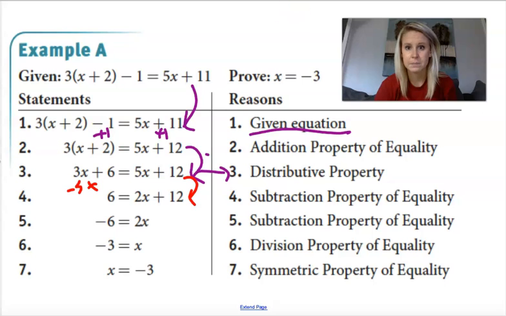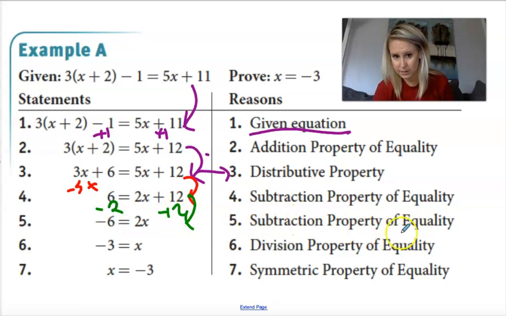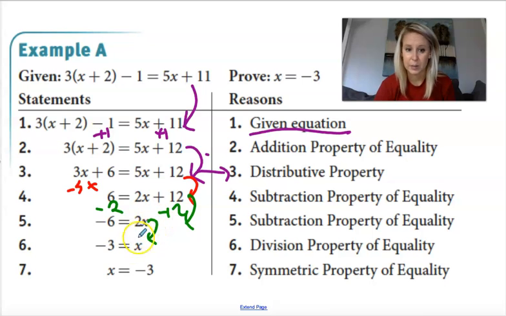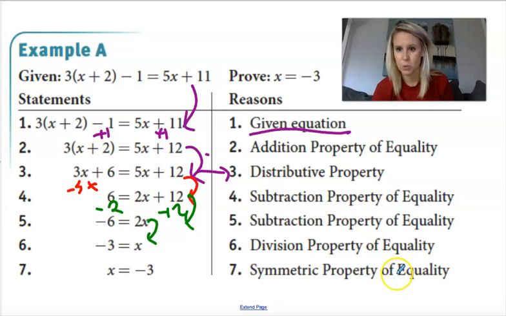Again, the next line, from line 4 to line 5, the 2x stayed the same. This 12 disappeared on this side, so they probably subtracted 12, which means subtraction property of equality. Okay, from line 5 to line 6, they divided by 2, so division property of equality. And then last but not least, in the math world, we like to have x on the left-hand side. So they just flipped that thing around, which is a mirror image of each other. So that was the symmetric property of equality.